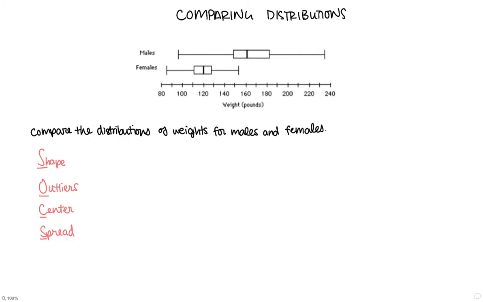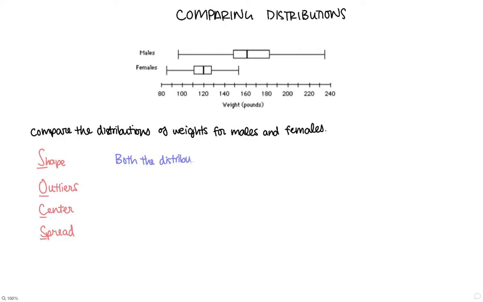So let us begin. For the shape, we can say that both of these are unimodal. And what does that mean? Well, that just means that they have a single peak. We don't have two distinct peaks here. This is a unimodal graph. This would be bimodal. Here we can see there's only one median, so this would most likely be a unimodal graph.